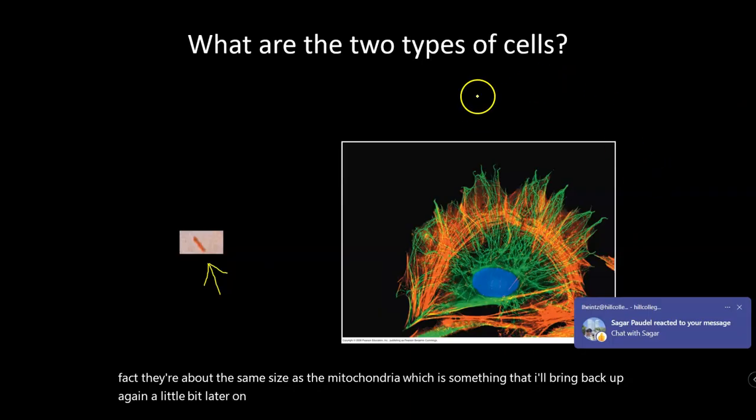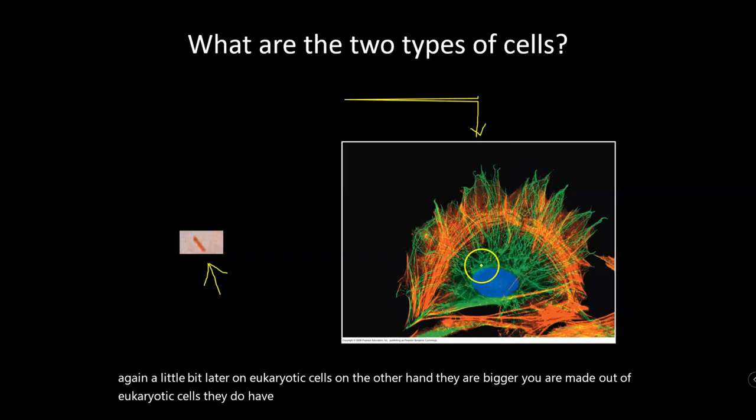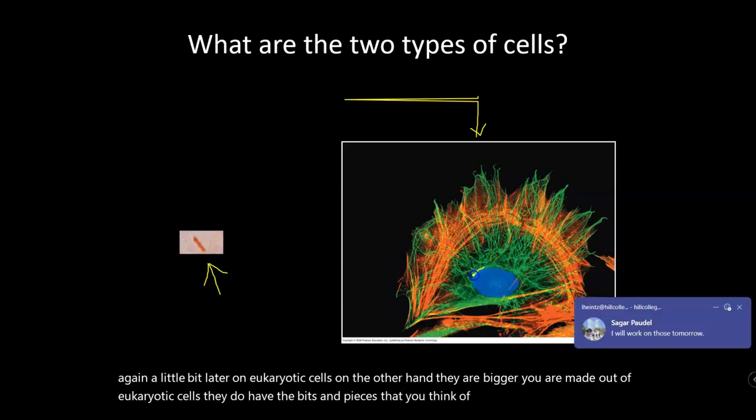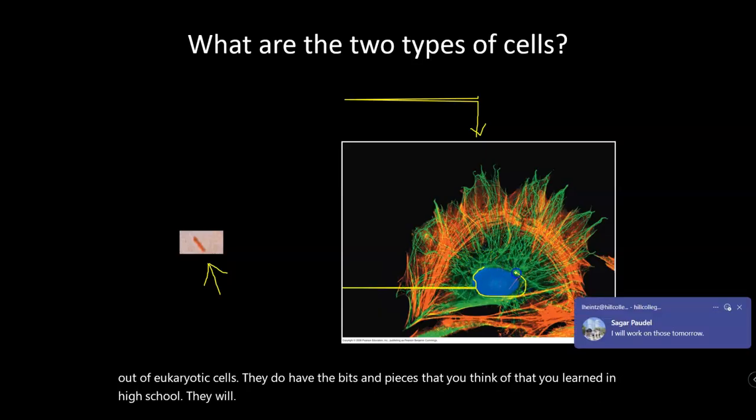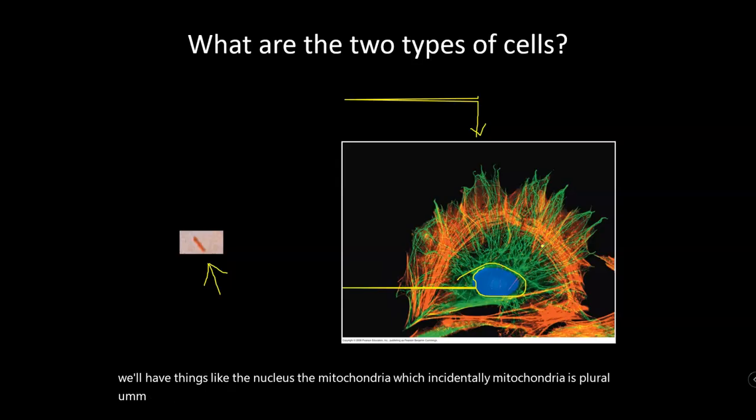Eukaryotic cells, on the other hand, they are bigger. You are made out of eukaryotic cells. They do have the bits and pieces that you think of that you learned in high school. They will have things like the nucleus, the mitochondria, which incidentally, mitochondria is plural. Mitochondrion is singular. You can't see the mitochondria in this picture.